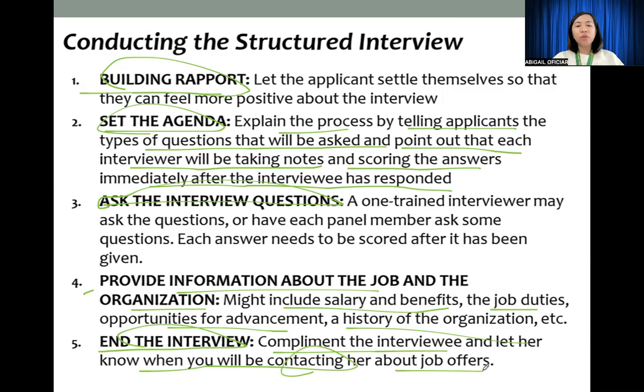So make sure that you provide this information, hindi yung papaasahin mo lang yung aplikante. Like 2 months na, wala ka pang feedback. No? So you have to inform the applicant kung kailan ka magbibigay ng feedback para hindi siya umaasa. Okay? So that's conducting structured interview.